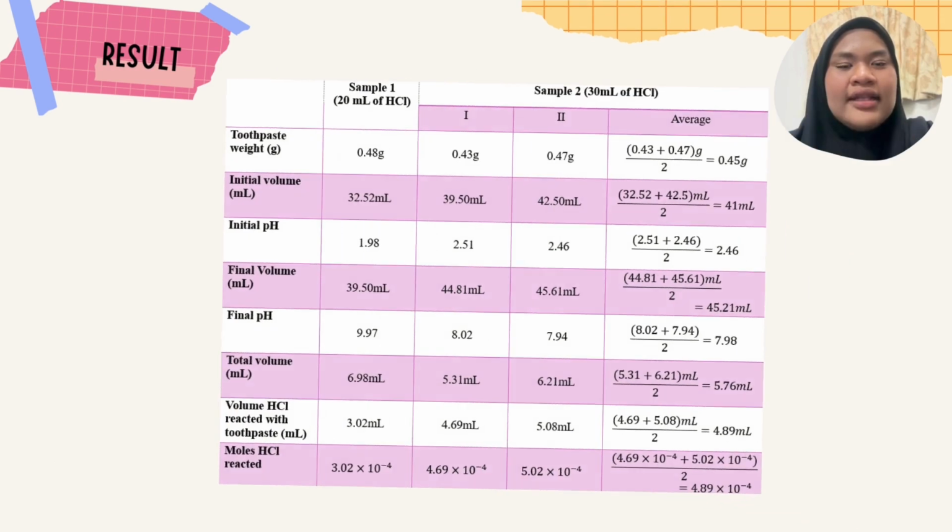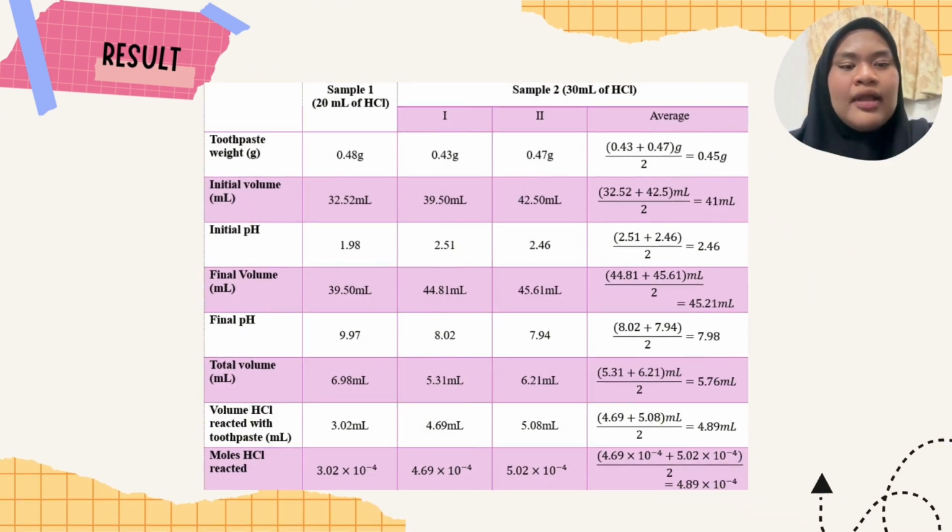According to the results, there are 2 samples used in this experiment. Sample 1 used 20 ml of hydrochloric acid, while sample 2 used 30 ml of hydrochloric acid. Sample 2 has 2 data sets along with the average of both.